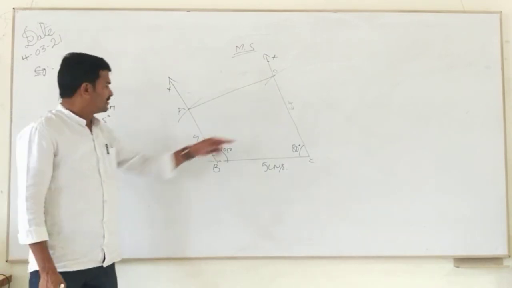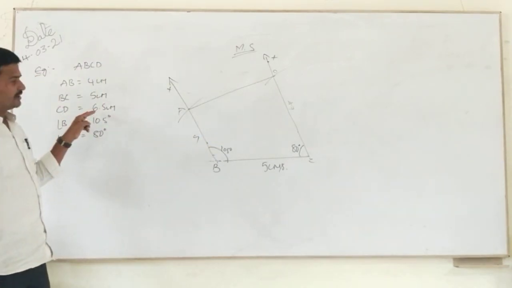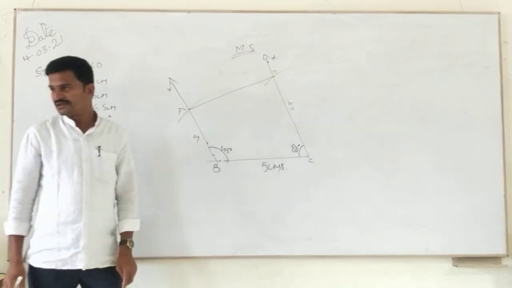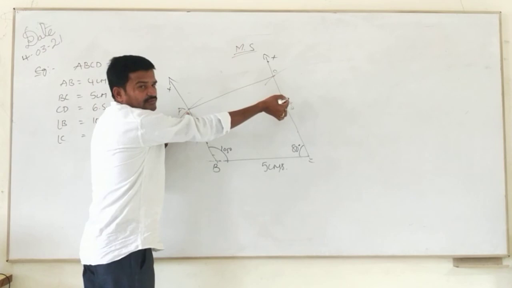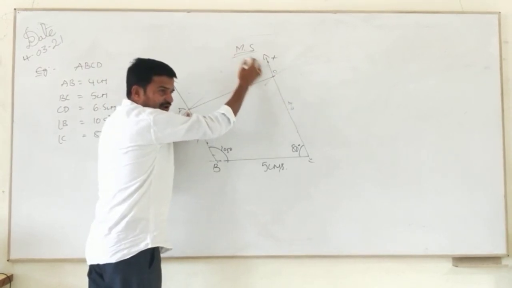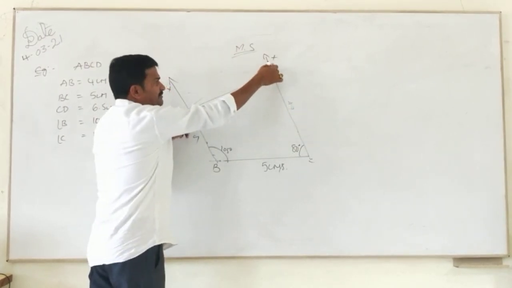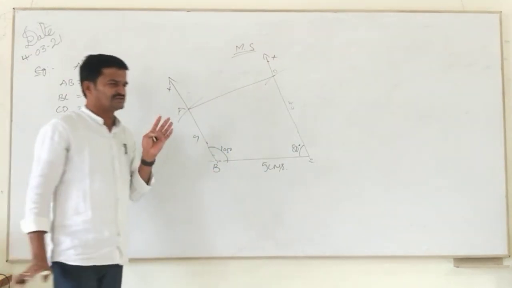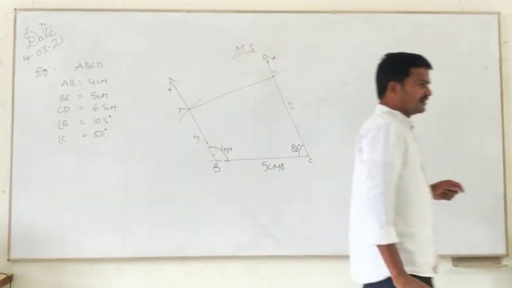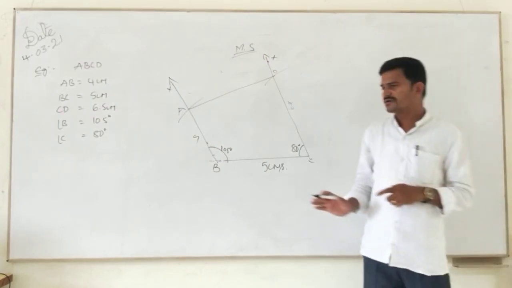Sometimes he may not give CD. He may give AD. Then what will you do? From here you can draw an arc, no problem. Somewhere it will touch this angular ray. That point is named D. Are you clear? Very simple construction, this one. Have you understood?